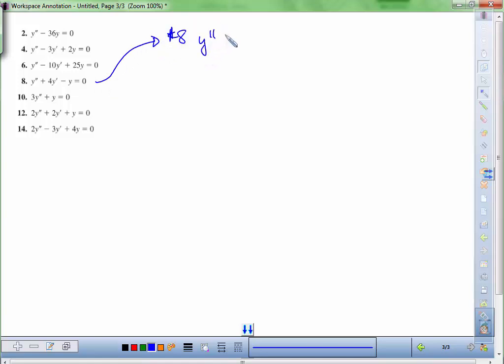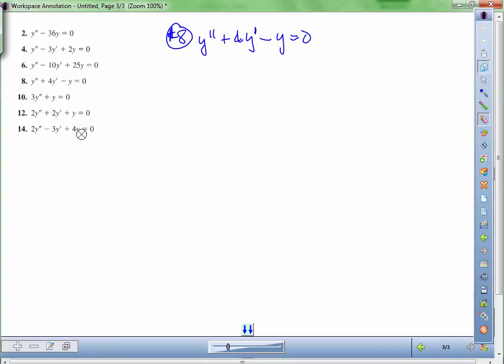So y double prime plus 4y prime minus y is equal to 0. This is your differential equation. Now, you can go through the steps of writing your solution as y is equal to e to the m times x, and then take the derivative and plug it in and do all that stuff. But we can really just pull out the auxiliary equation here, right? So let's just do that instead of going through all the motions of the other stuff. Let's pull out the auxiliary equation. What's the auxiliary equation going to be equal to?